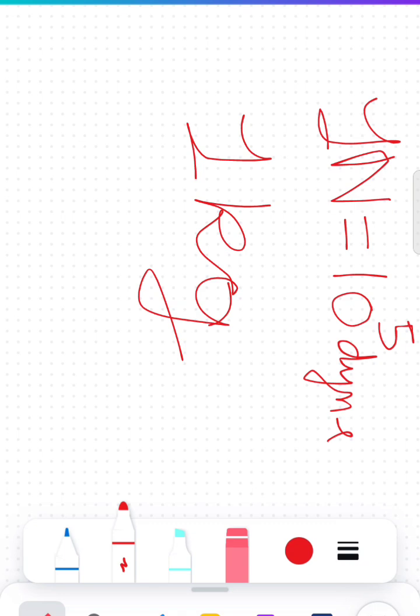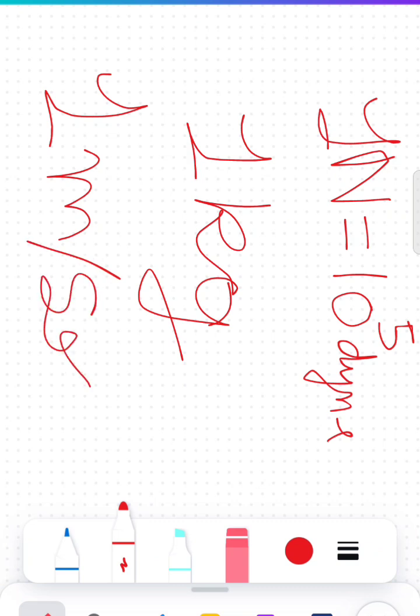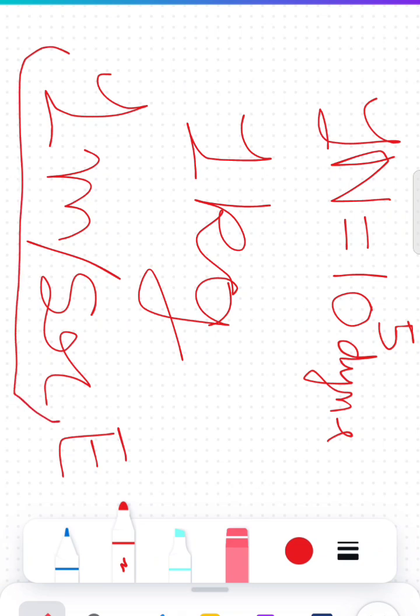For example, 1 meter per second towards east. Here we have the magnitude as well as the direction, so it is a vector quantity. Examples of scalar quantities are mass, time, temperature, angle. Here we don't mention the direction with them, whereas examples of vector quantities are velocity, force, pressure.